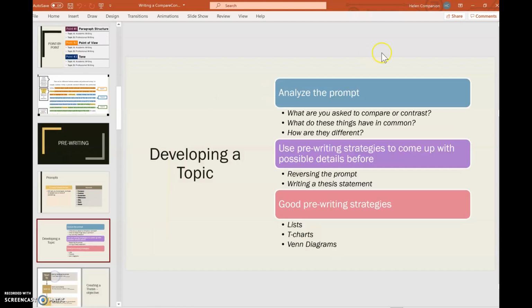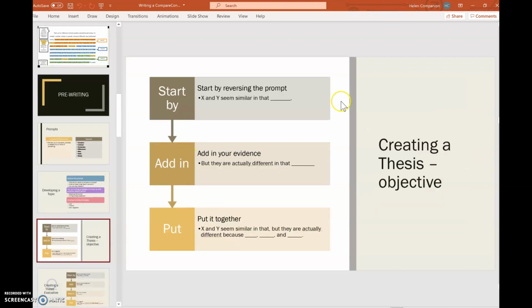So then you'll want to develop a topic, and you'll do that by analyzing the prompt. So you'll start with, what are you being asked to compare and contrast? What do these things have in common, and how are they different? And you can use pre-writing strategies to come up with possible details before reversing the prompt and writing the thesis statement. And you'll see this is different than in the descriptive narrative where we did this before. Some good pre-writing strategies are lists, T-charts, and Venn diagrams. And I go into a lot more detail about those in the booklet. So if you want information, definitely check that out.